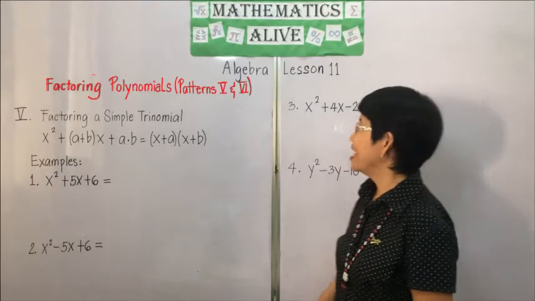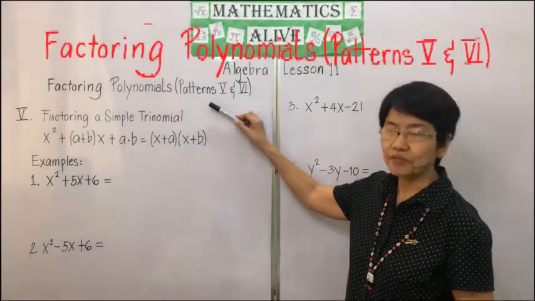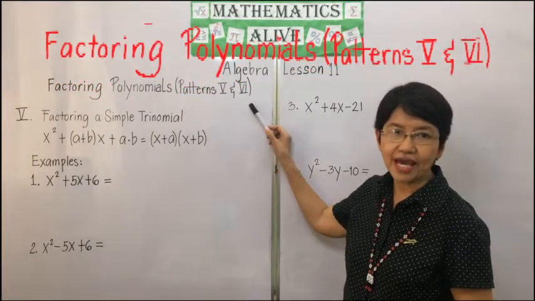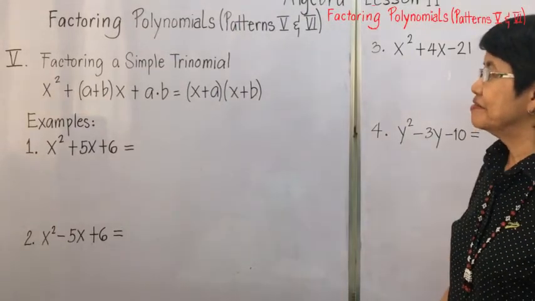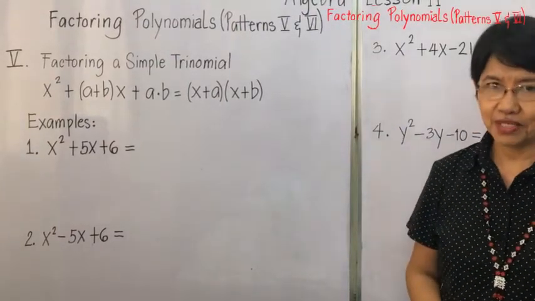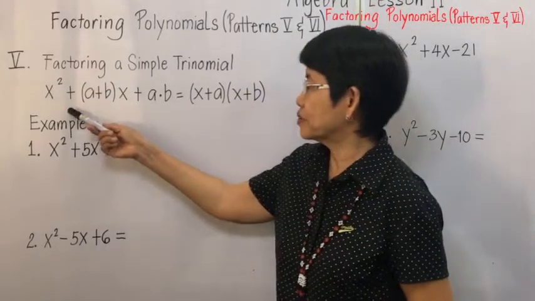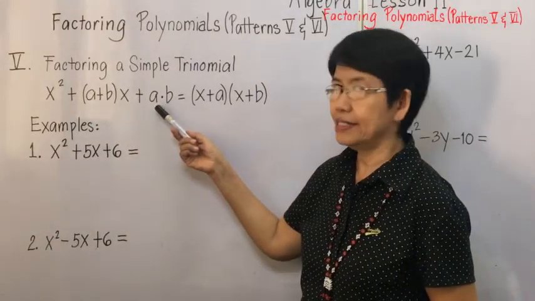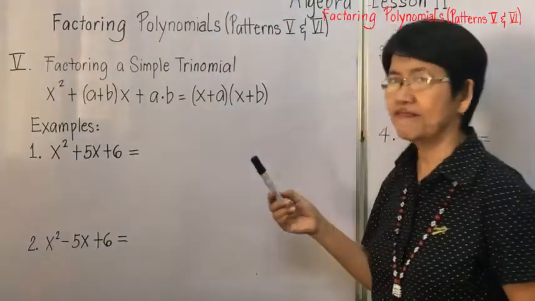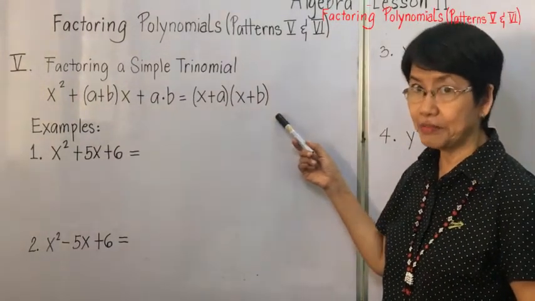Mathematics Alive, Algebra Lesson 11, Factoring Polynomials with patterns number 5 and number 6. Pattern number 5 is factoring a simple trinomial. A simple trinomial is of the form x squared plus (a plus b)x plus a times b, and it is factored as (x plus a) times (x plus b).